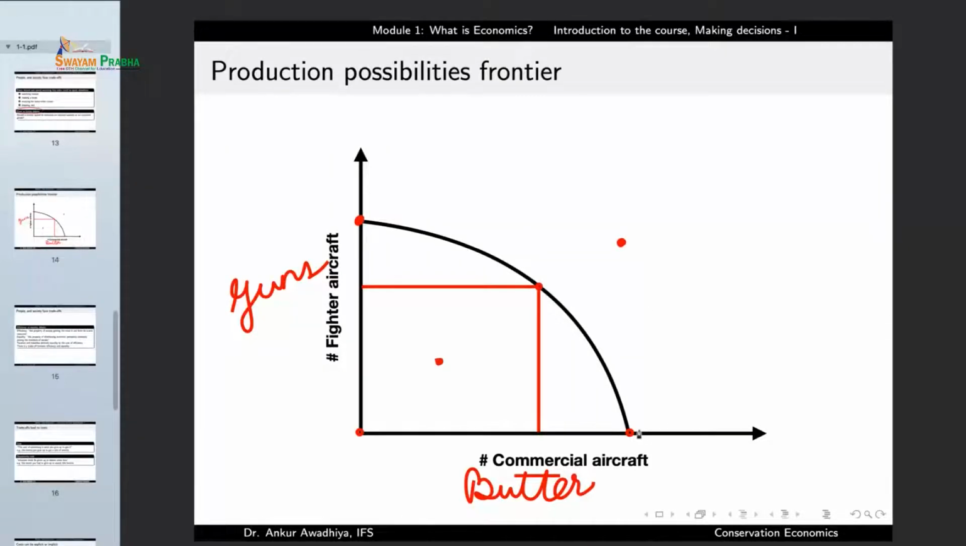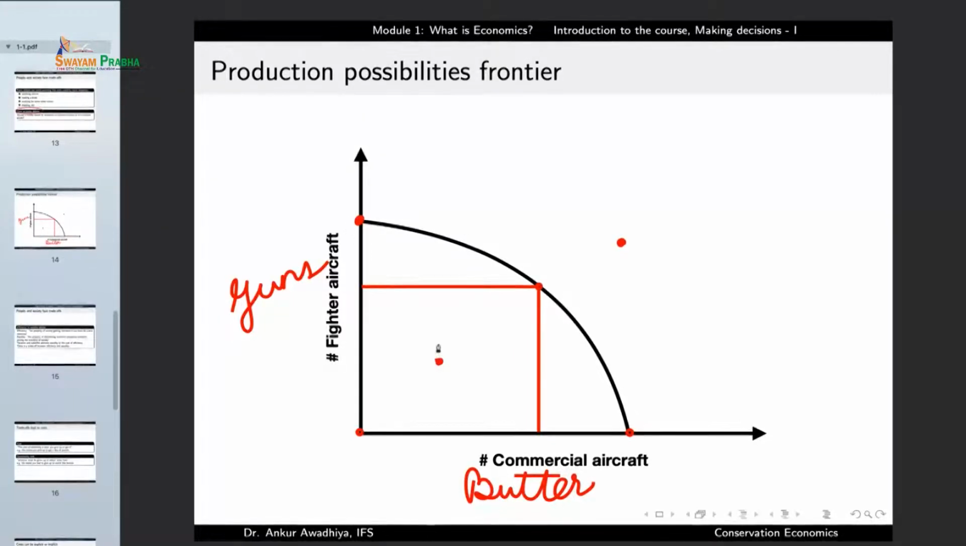So, questions such as whether to go for the fighter aircraft or the commercial aircraft lead us to things known as production possibility frontiers. So, this line is the production possibility frontier. It is giving us the option that if we were to use our factory to the fullest extent, we could choose any point on this line.